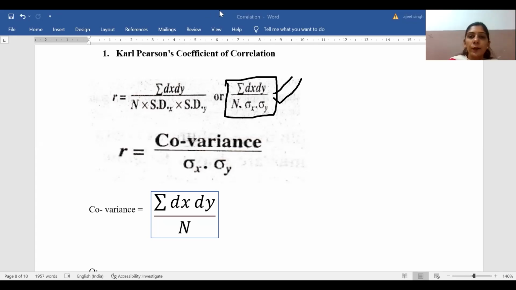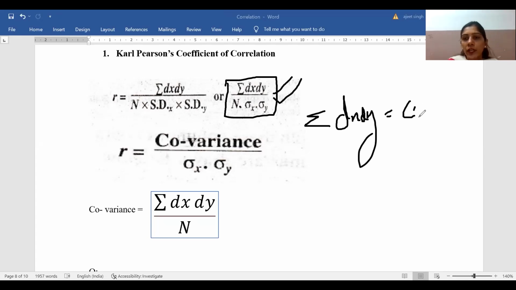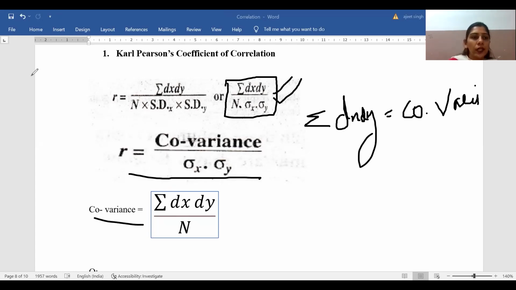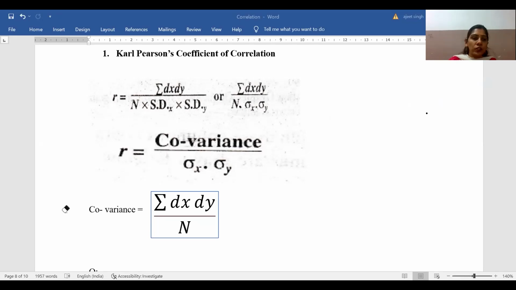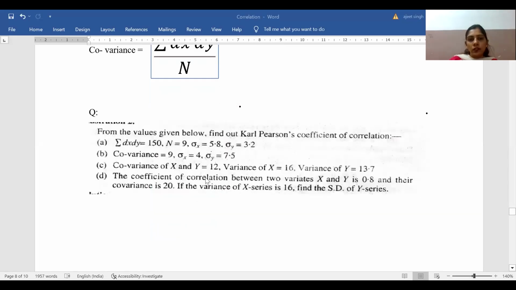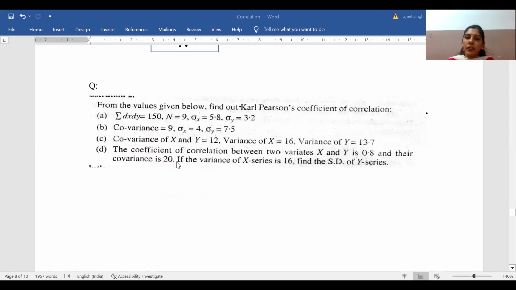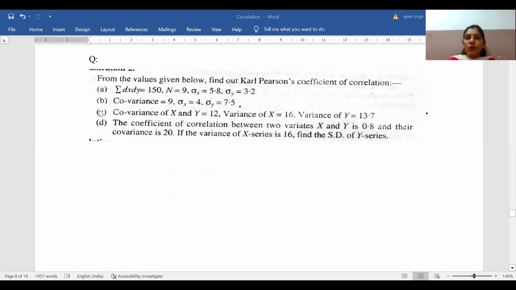So we can say that the second formulation, this sigma dx dy is also known as covariance. Covariance, as we have written here. So covariance is basically sum of dx dy divided by n. Okay, so this is how this formula works. Let's understand with some numerical question the formulation of this formula of Karl Pearson coefficient. Let's understand with some numerical question.